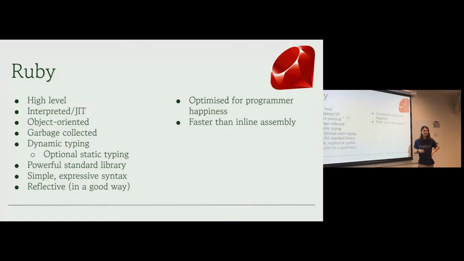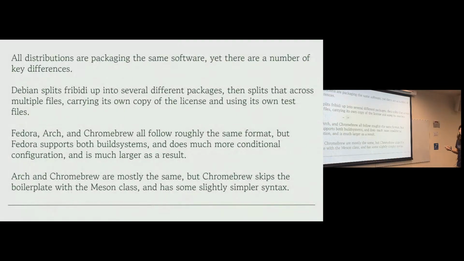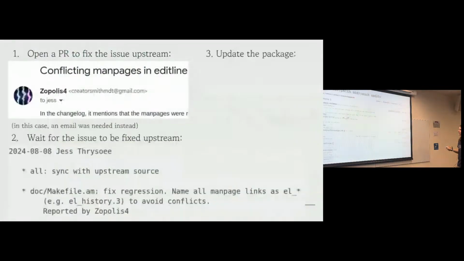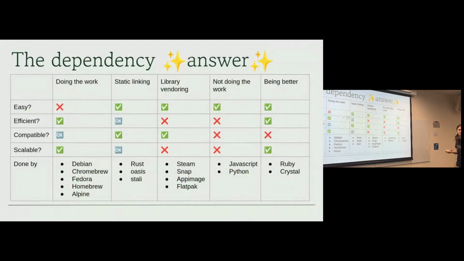Sorry, yeah, can you go back to the slide with the trade-offs for the different ways of doing package management? Yep. Which one? The one where you compare doing the work, not doing the work. Yeah. Dependency management. Yep. I was wondering, you maybe did mention it, but I might have misunderstood or missed it. Could you go a bit more in depth on how Ruby and Crystal do this and what you mean by being better? I'd be happy to.